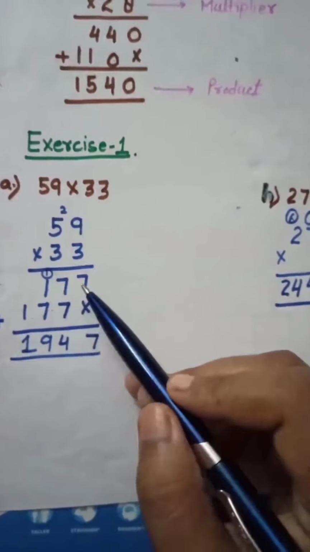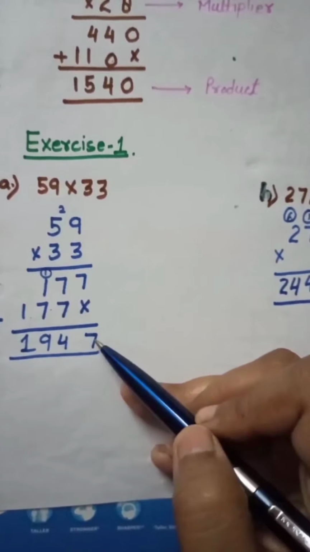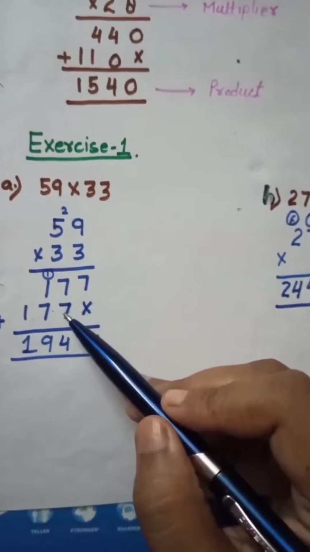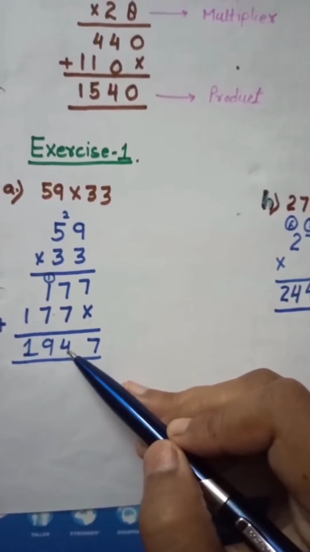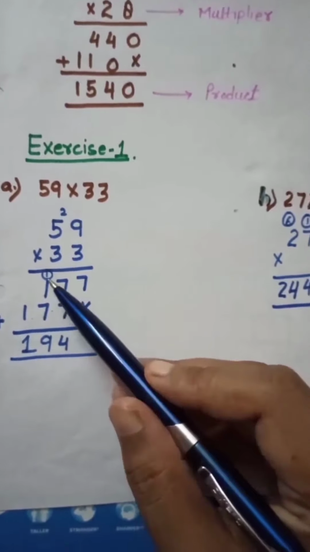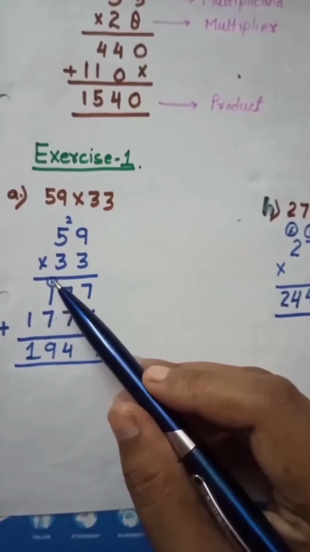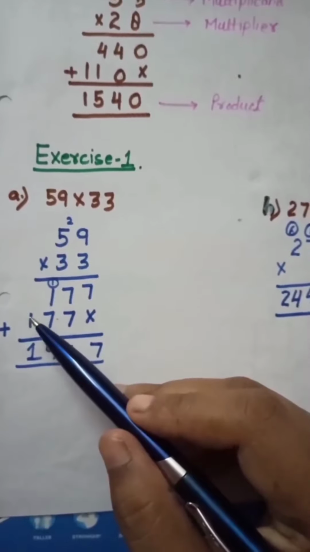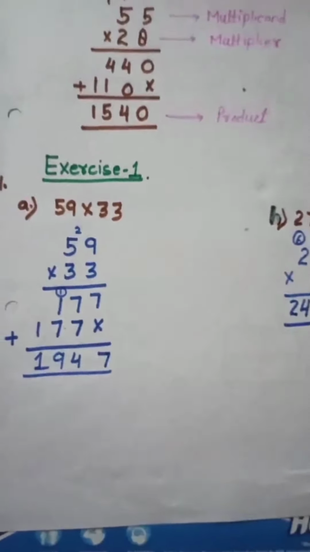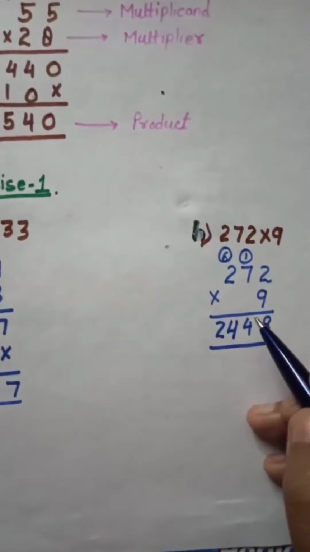Now we have to add these. So 7 will be written down as it is. Now 7 plus 7 will give us 14. So 4 will be written down and 1 will go in carry. 7 plus 1, 8. 8 plus 1, 9. And 1 will be written down as it is. Now we'll move on to part B.